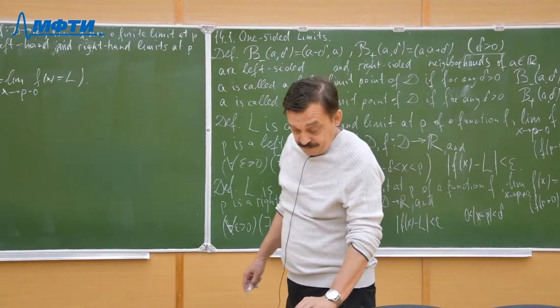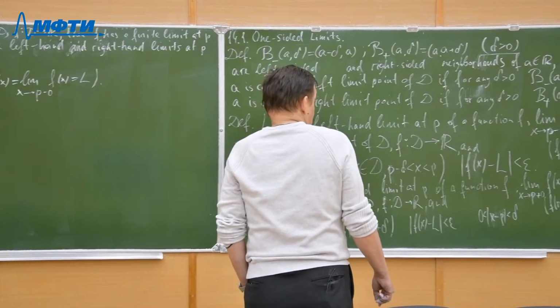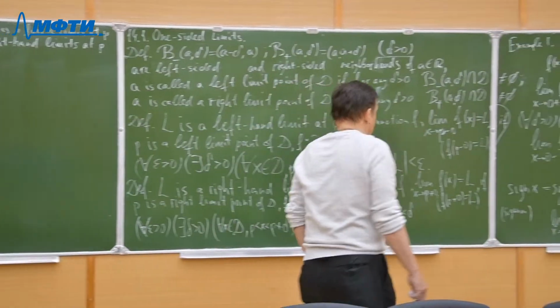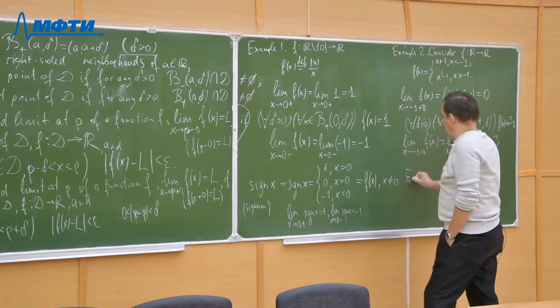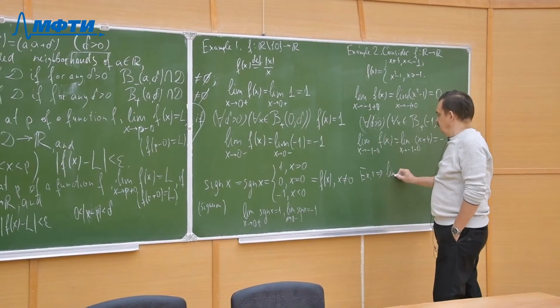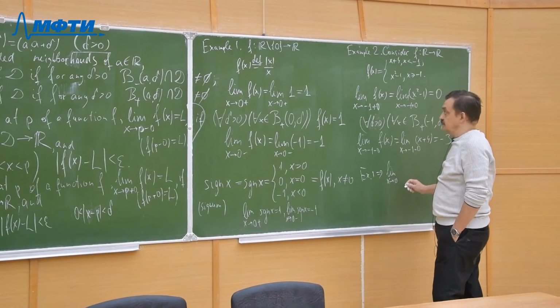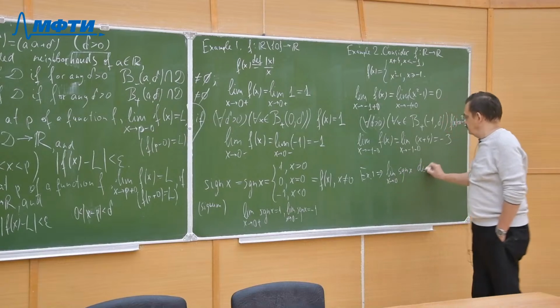Okay. One more example. Just a continuation of example 1. So example 1 implies that the limit as x tends to 0 of signum x doesn't exist.